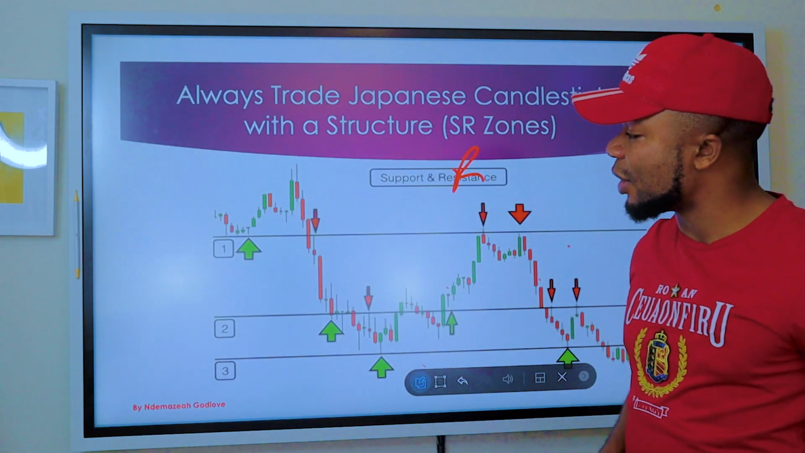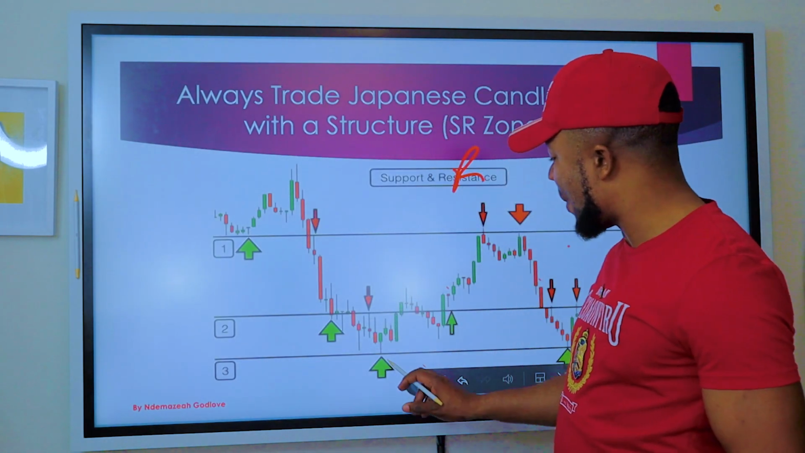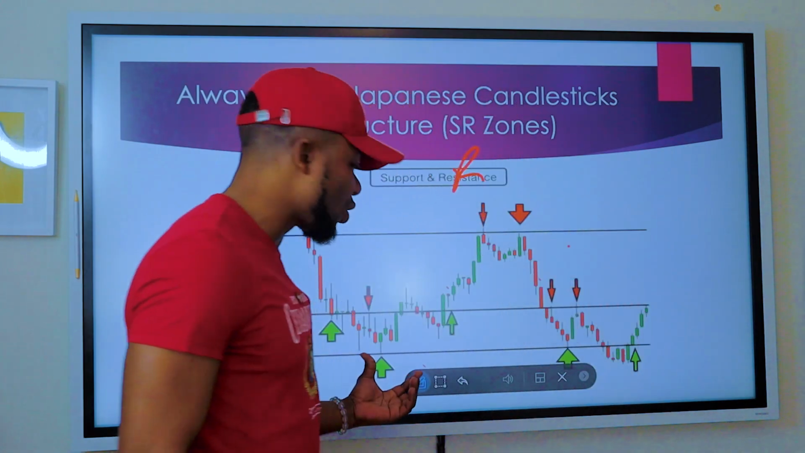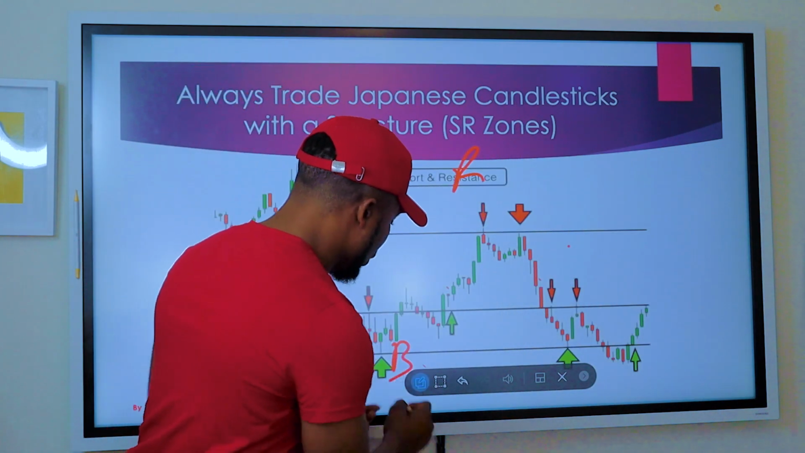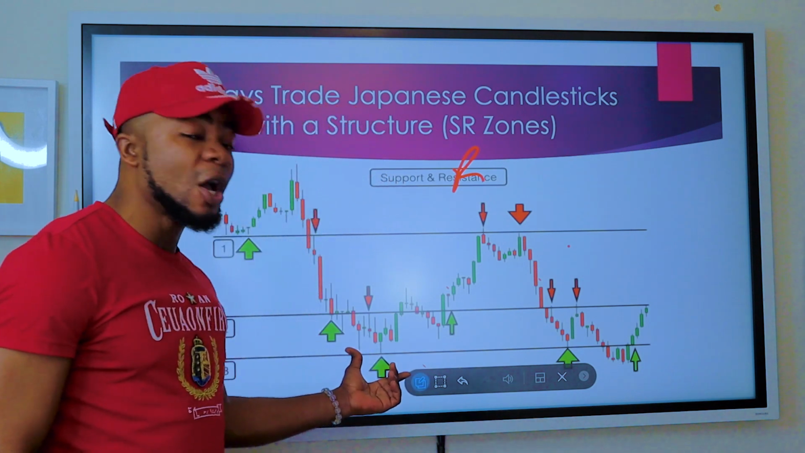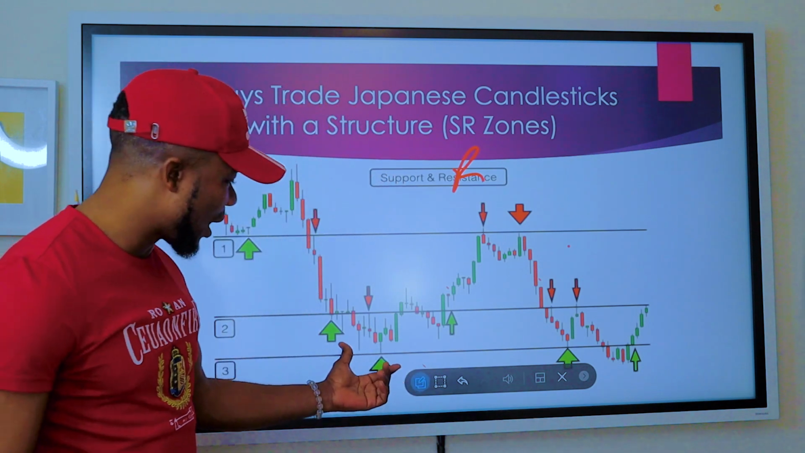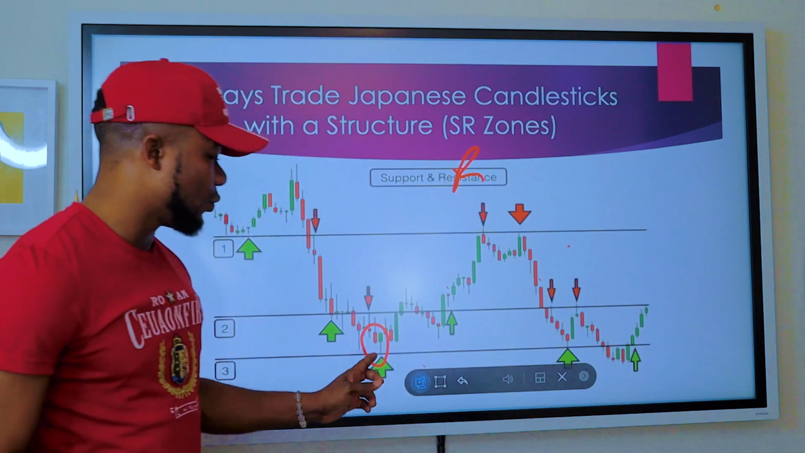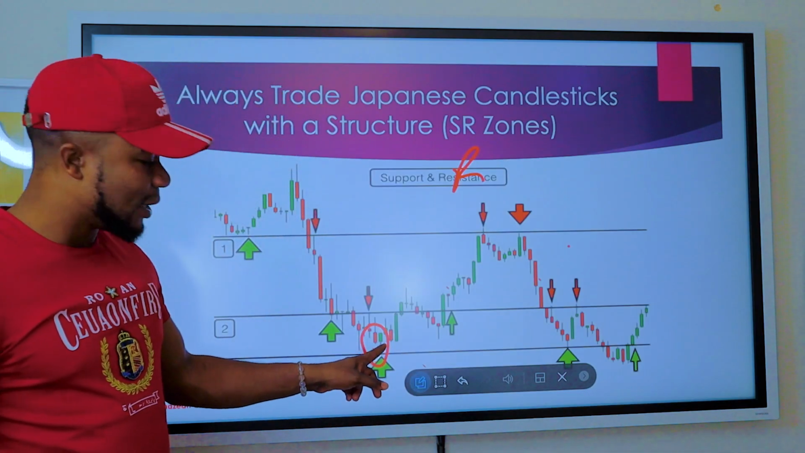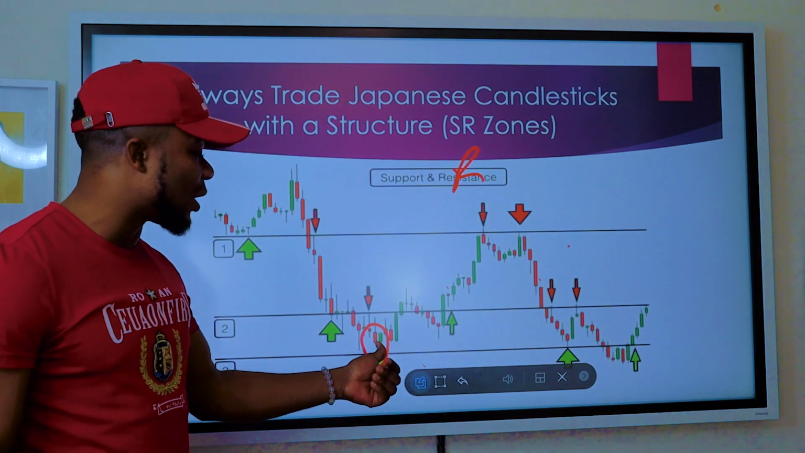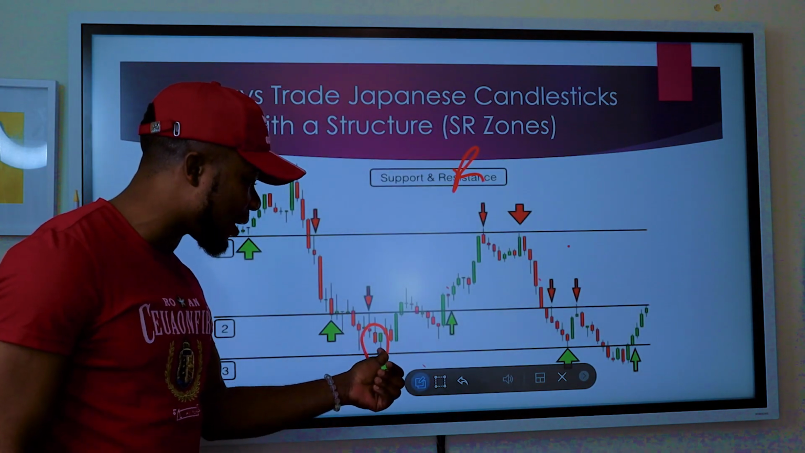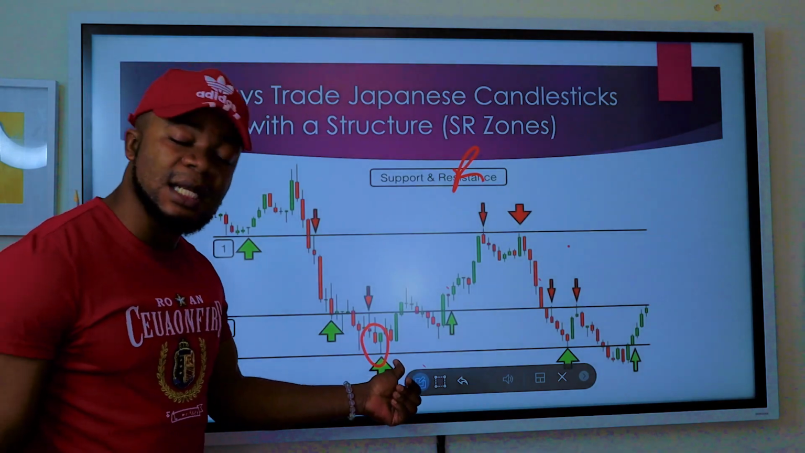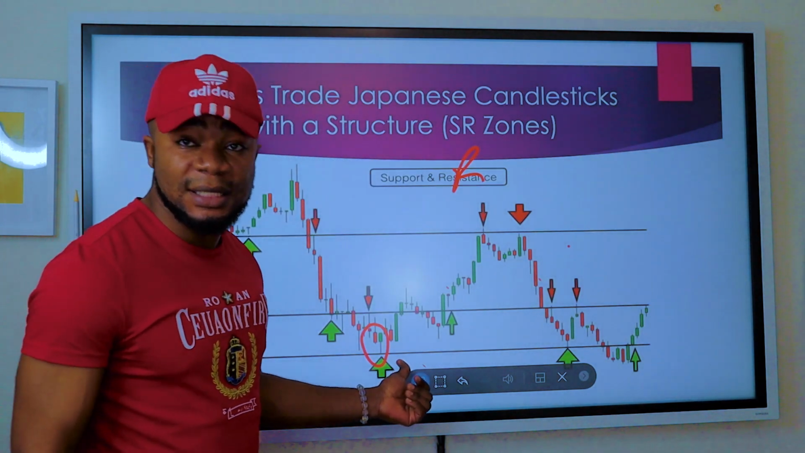When you know how to draw your support and resistance, if the market is somewhere here, I'll be looking for a buy signal. And what happened? Boom. You can see this candlestick. This candlestick is what I've explained time without number. It's called a hanging man. And anytime I see this hanging man at a potential support, that is a buy signal.